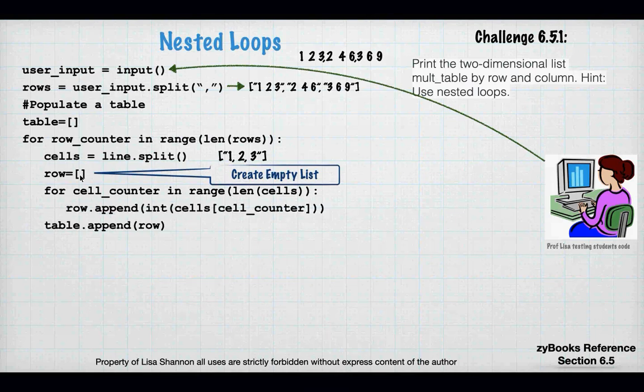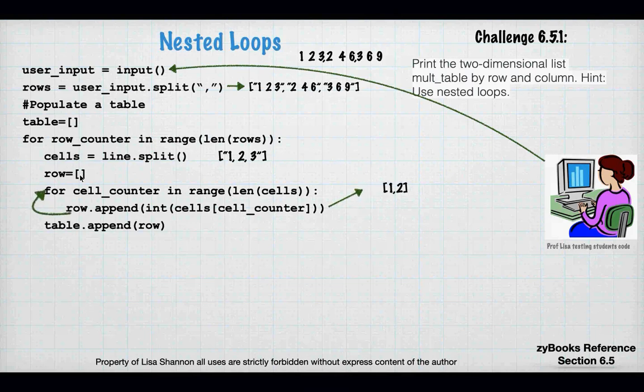I'm going to append the cell at cell counter, create an integer, and append it to row. So the first thing that's going to happen is I'm going to have a 1, and I'm going to go back up to the top of that loop. And I'm then going to have a 1, 2. And then I'm going to have a 1, 3. I'm going to go back up to the top of the loop. The top of the loop is going to say, oh, wait a minute, do the next thing. And the next thing is the line outside the loop, which appends that row that I just created to the table.